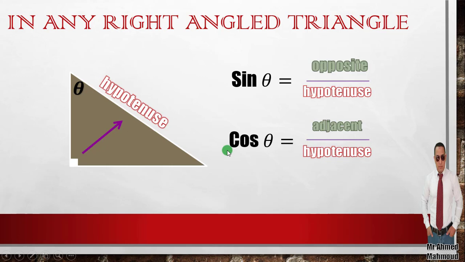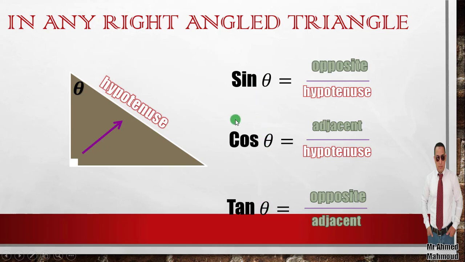Finally, we have the tangent of theta, or tan of theta, as we used to say it. Tan of theta is the ratio between the opposite and the adjacent. Again, tan of theta is the ratio between the opposite and the adjacent. Or we can say that tan equals sine over cosine. Again, tan equals sine over cosine.